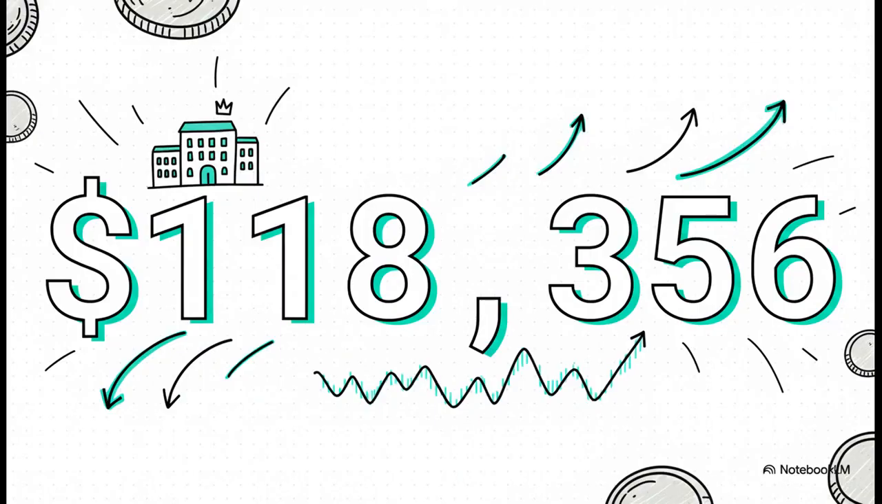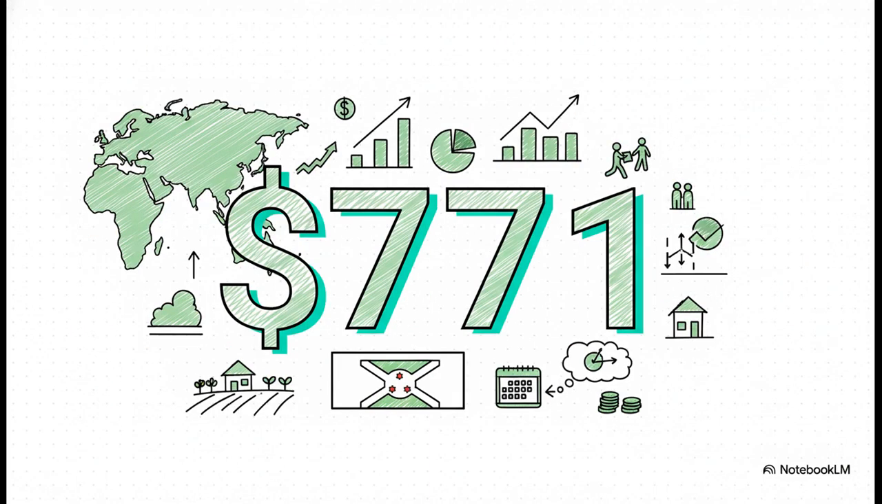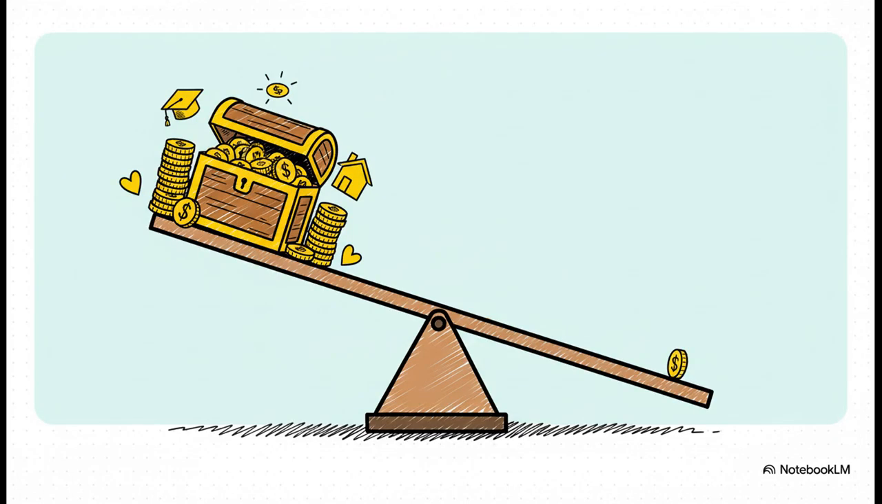Okay, first, just look at this number: $118,000. So, what is that? Well, that's the economic output for just one person in Luxembourg, one of the wealthiest nations on the entire planet. Now look at this, $771. That is the exact same measurement for the exact same year, but for the nation of Burundi. Let that sink in for a second.